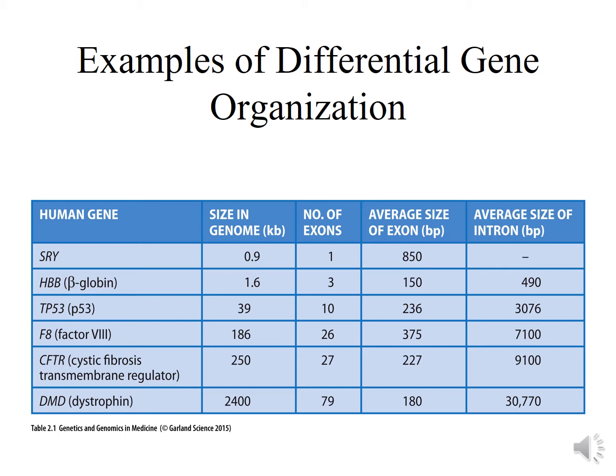The DMD, or the dystrophin gene, is made up of 79 exons, and the average size of each exon is 180 base pairs. And the number of introns is quite large, with the average size of 30,770 base pairs. The entire size of this particular gene is 2,400 kilobases. So we have a very wide range, and then of course there are things that fall in between, but you can see there's quite a wide variety in complexity.